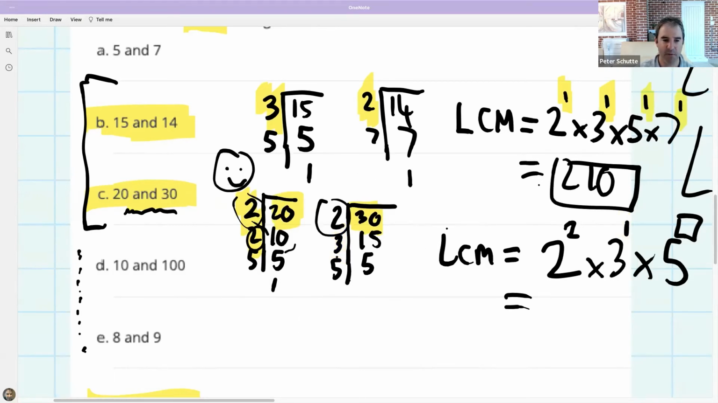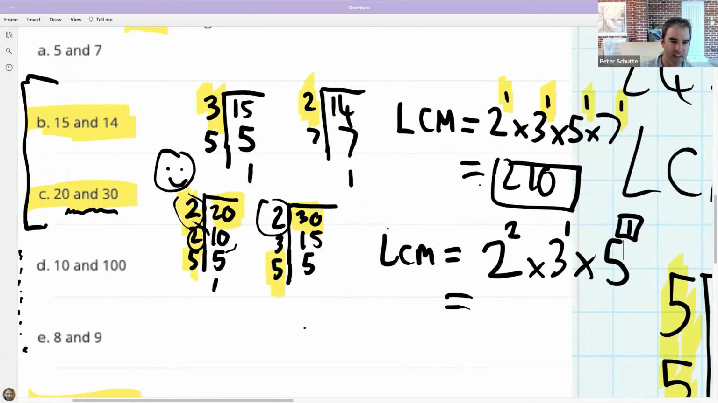And then the same thing with 5. There might be a 5 on both sides here, but there's only one on each side. And so because none of them are bigger, they're the same size, we just choose one of them and it's a 1. Perfect.